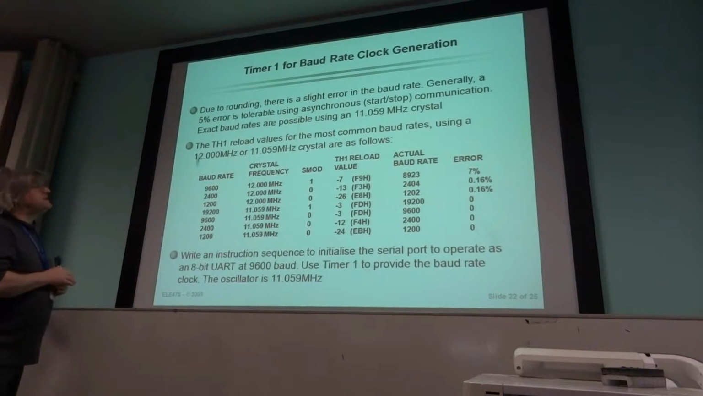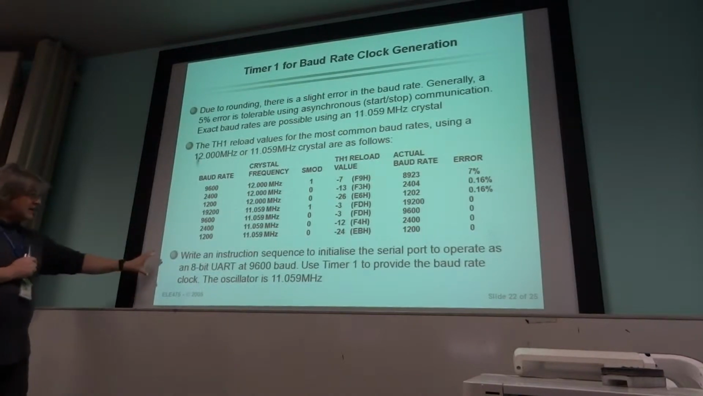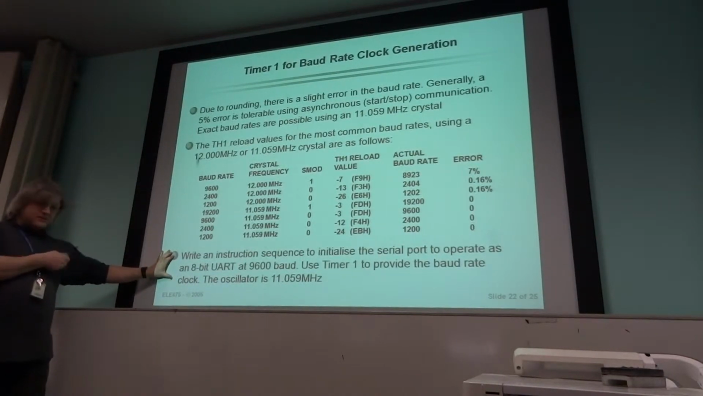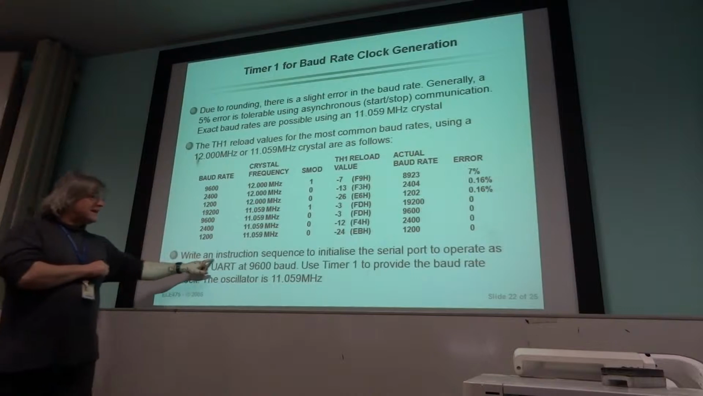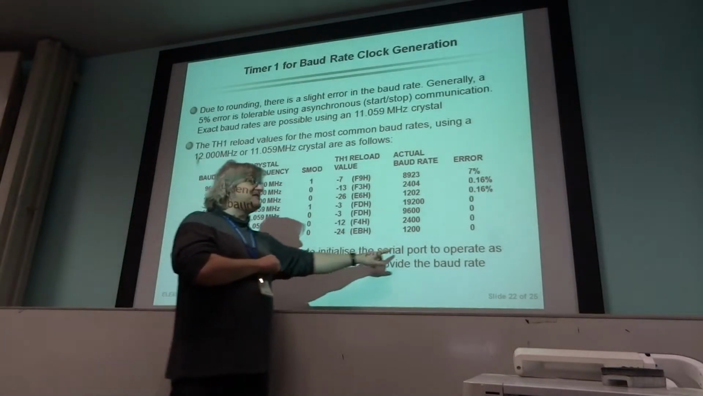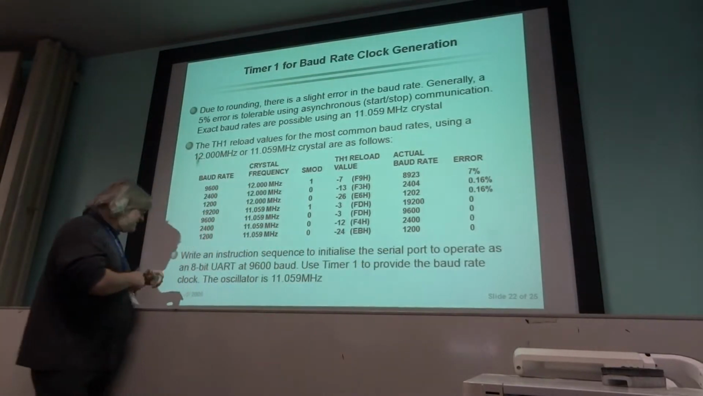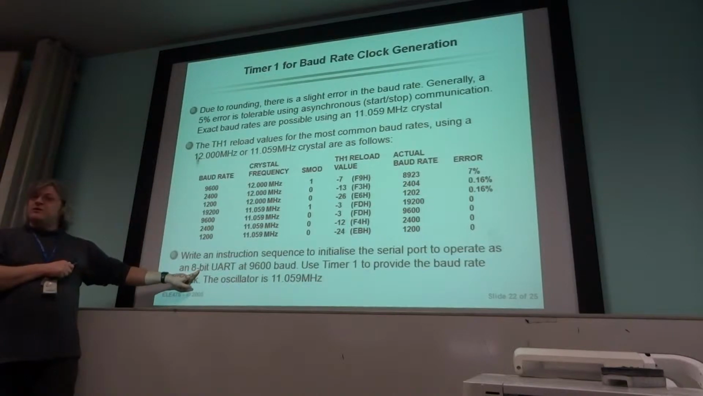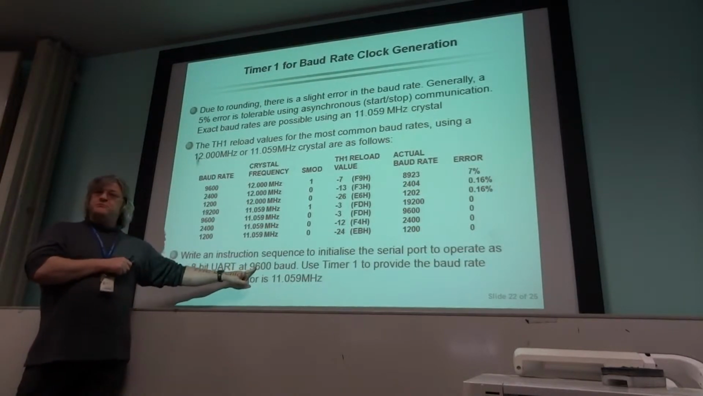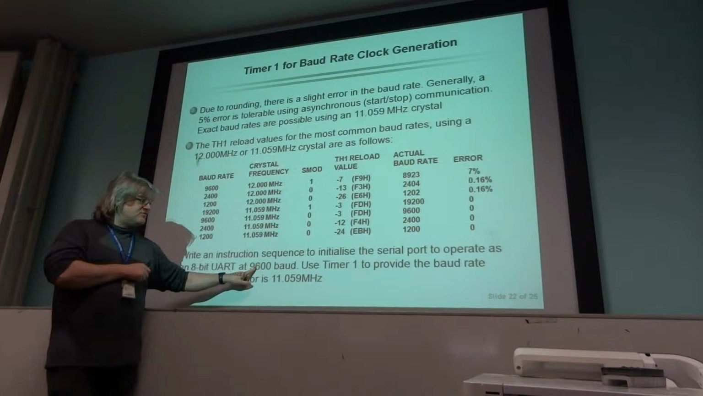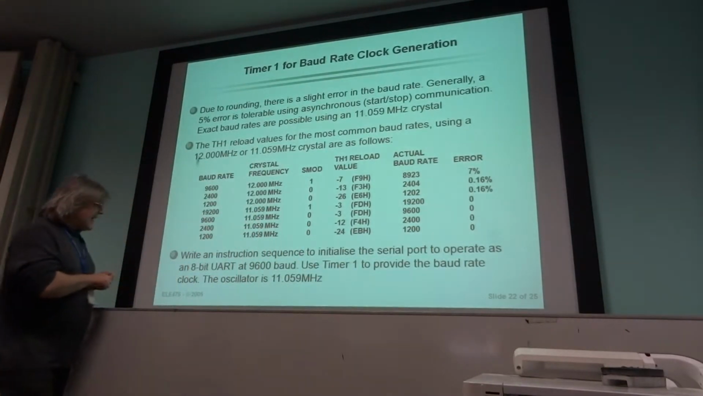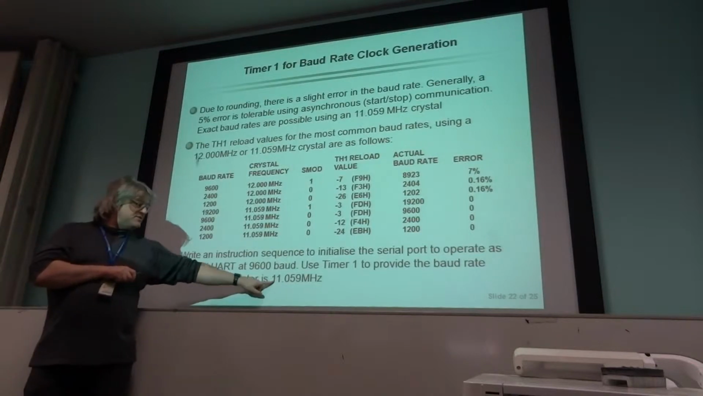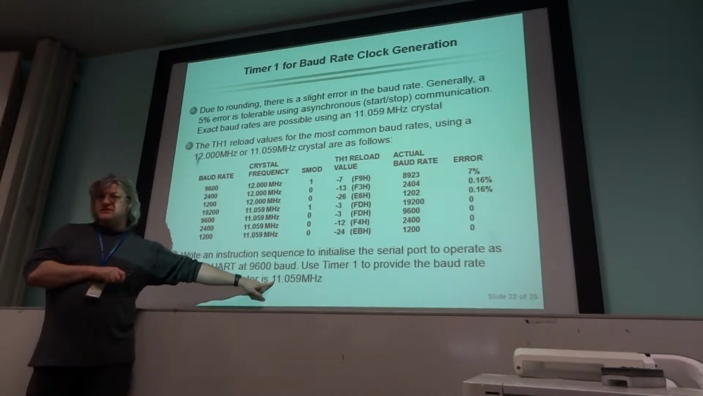There's more examples in the notes anyway, so there's one here. I'm not going to work out the details, but basically we've been asked, and this is what we got up to yesterday, to write the instruction sequence to initialize the serial port to operate in 8-bit UART mode at this baud rate, 9600, and we're going to use timer 1 to provide this baud rate, and we've been told on this particular occasion this is the crystal that we're going to be using.